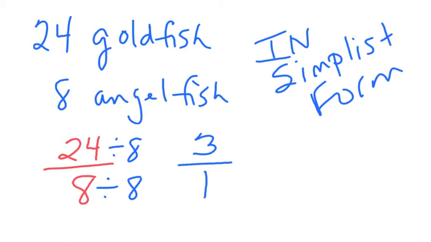Now, when you get to this point, you are very, very tempted to go, oh, that equals 3. And it does, but this is a ratio. And so we have to have something compared to something. Remember? Something compared to something. So if we just put 3, we would lose this. Because this is saying for every 3 goldfish, there's 1 angelfish. See? So we have to leave it like this. This is our final answer.